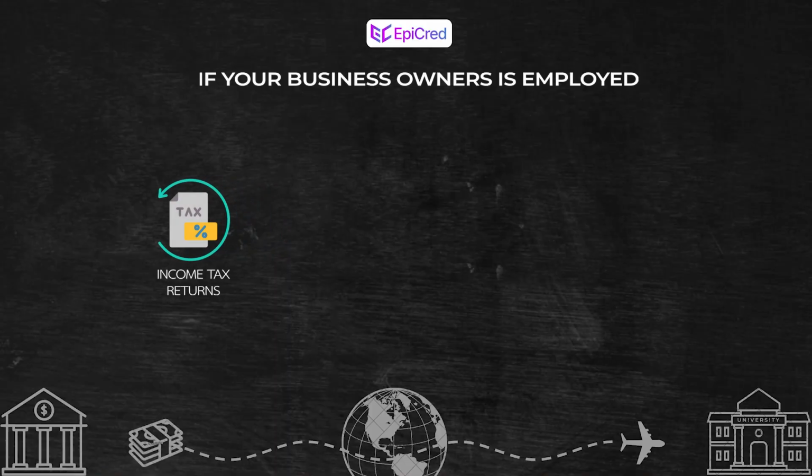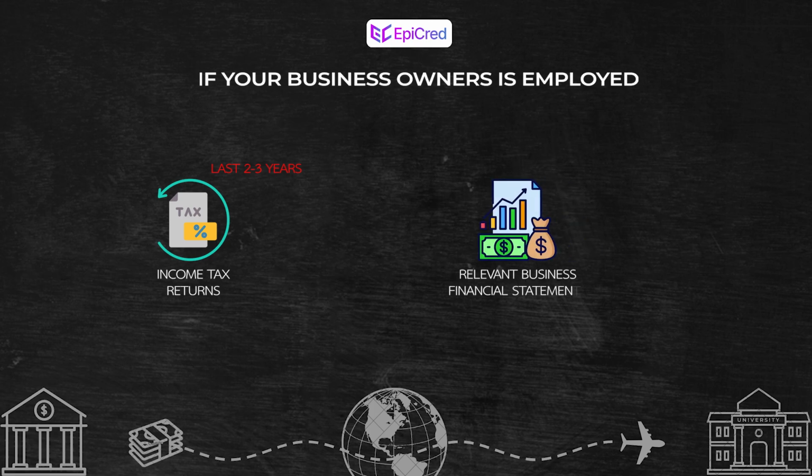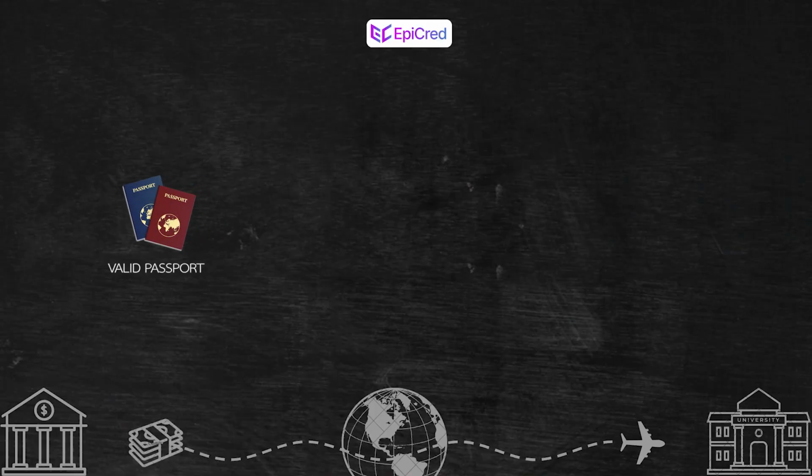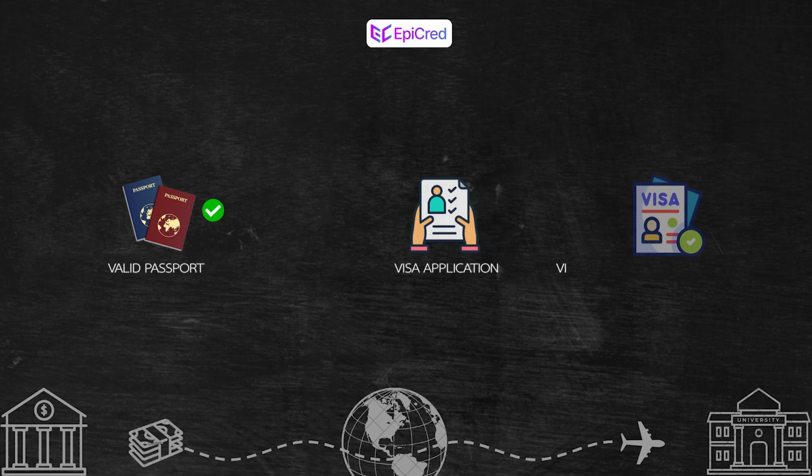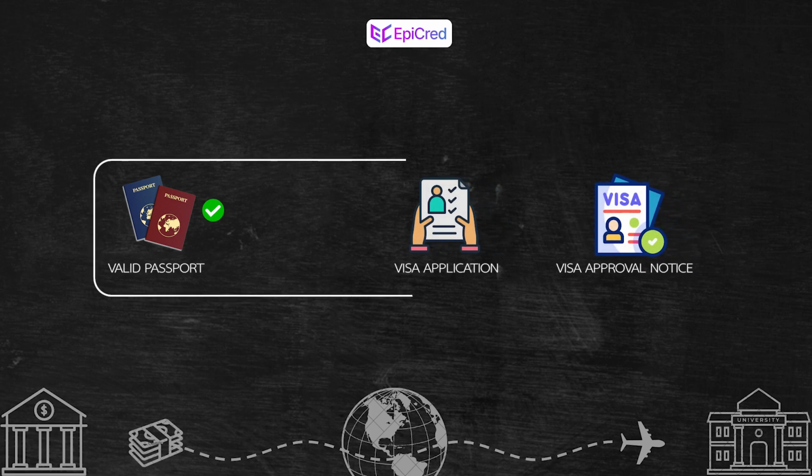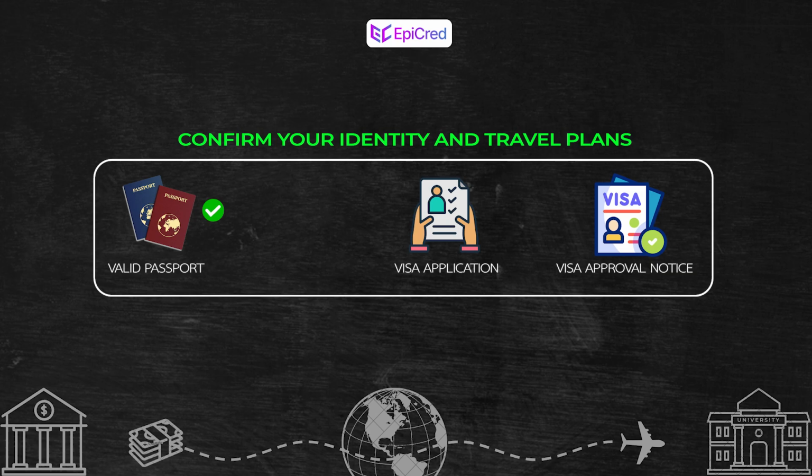For the business owners, the necessary documents include the income tax returns for the last 2-3 years and the relevant business financial statements. For international loans, a valid passport is mandatory along with a visa application or visa approval notice, as these will help confirm your identity and the travel plans.